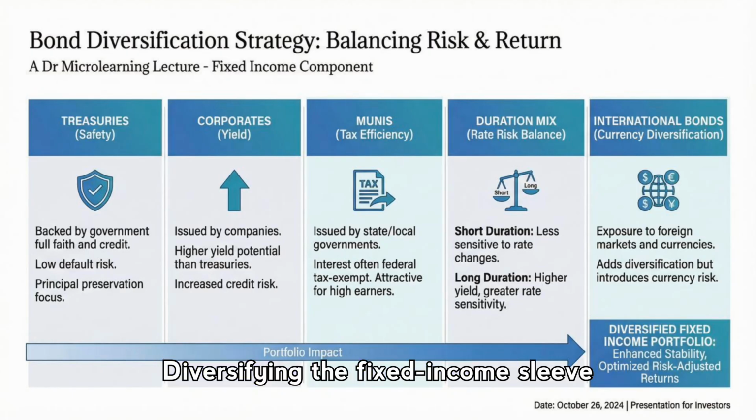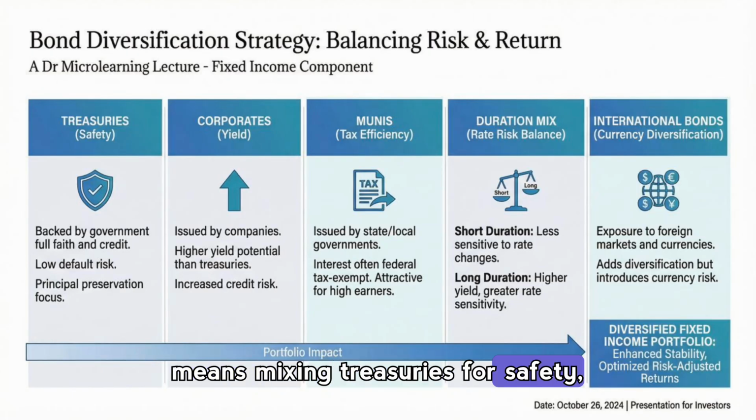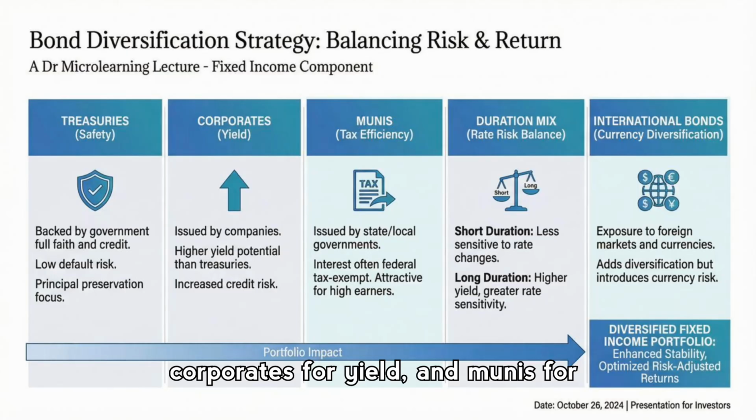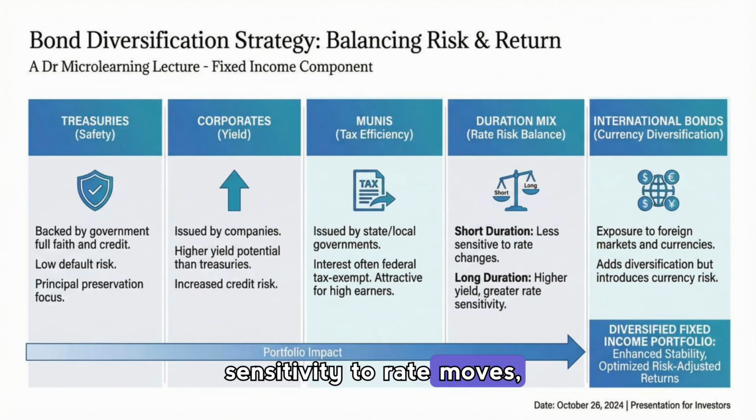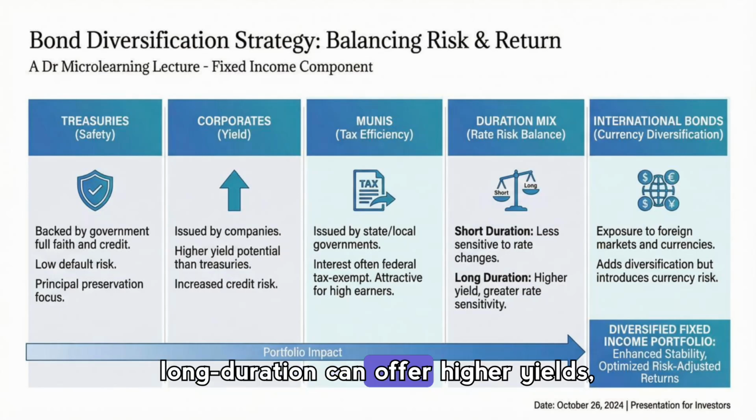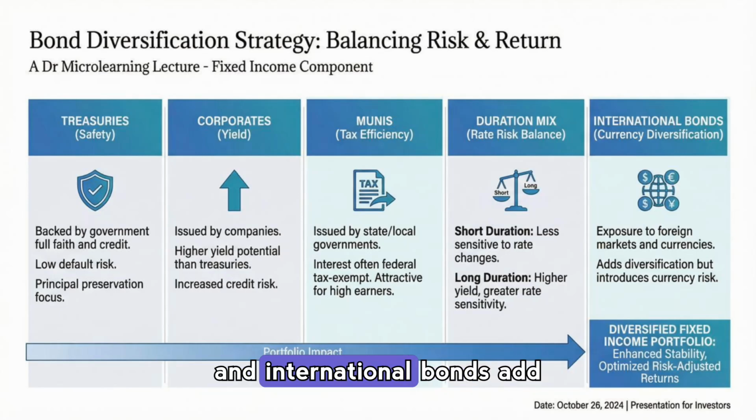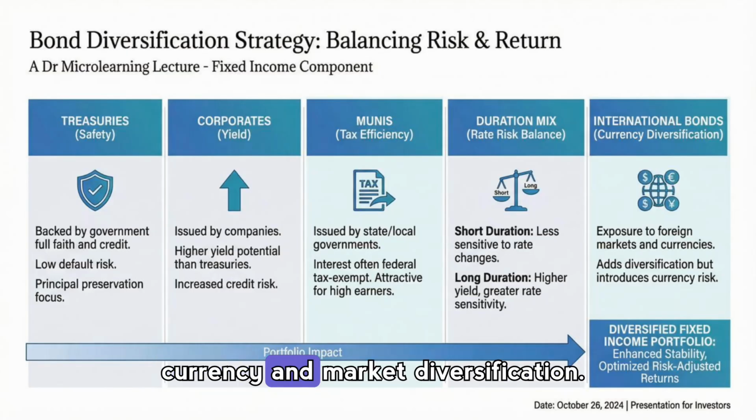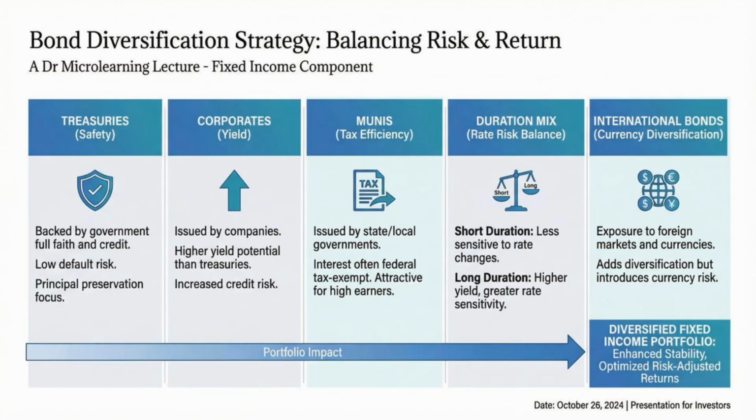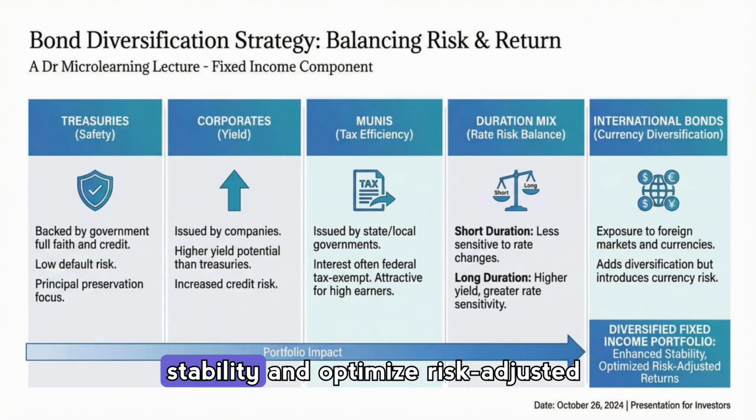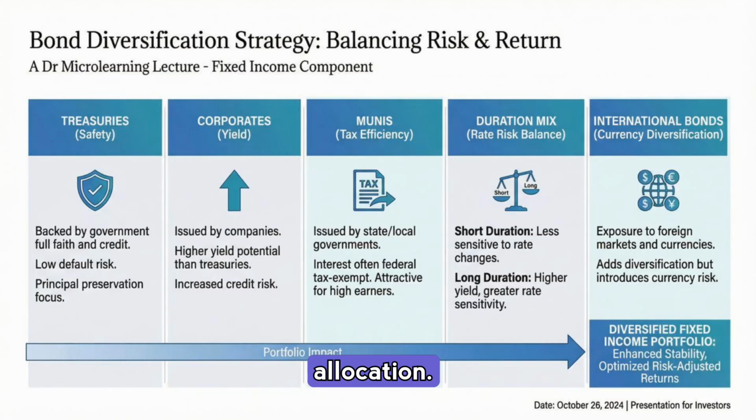Diversifying the fixed income sleeve means mixing treasuries for safety, corporates for yield, and munis for tax efficiency, while balancing duration to control rate sensitivity. Short duration bonds reduce sensitivity to rate moves. Long duration can offer higher yields, and international bonds add currency and market diversification. Together, these choices enhance stability and optimize risk-adjusted returns within the fixed income allocation.